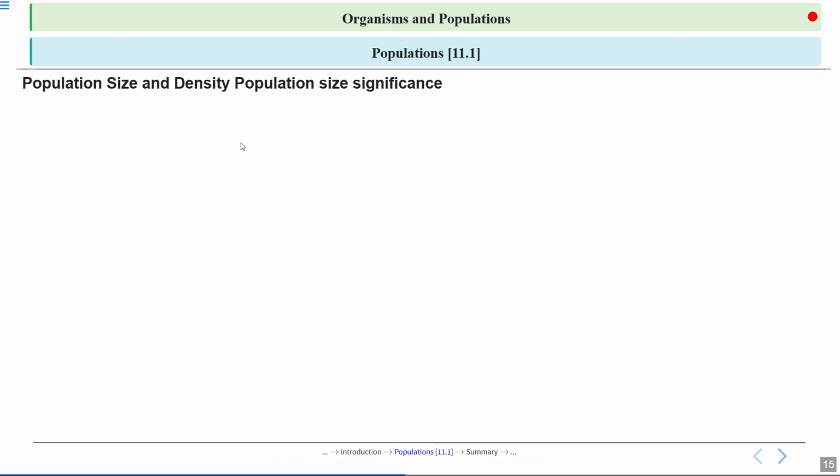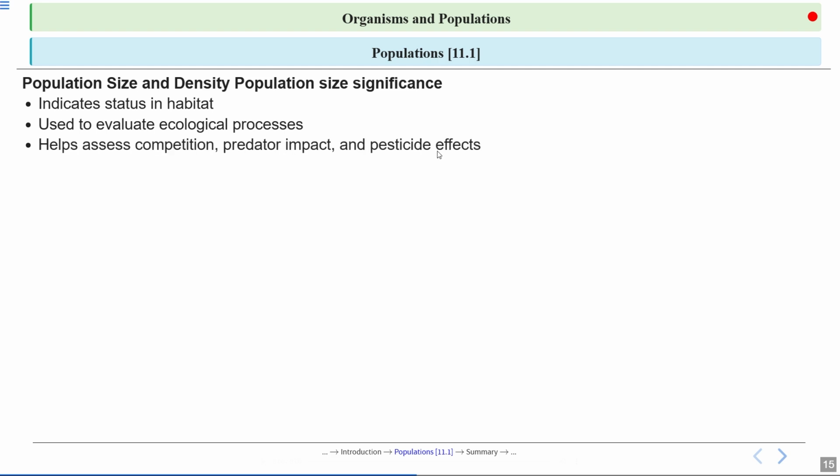Let's talk about the population size and density. Population size significance: this we have discussed. This indicates the habitat status. It is used to evaluate ecological processes. This means scientists can study how populations grow, shrink, or remain stable over time. Clear? This helps assess competition, predation impact and pesticide effects. For example, if a predator's population increases, it might lead to a decrease in its prey population.